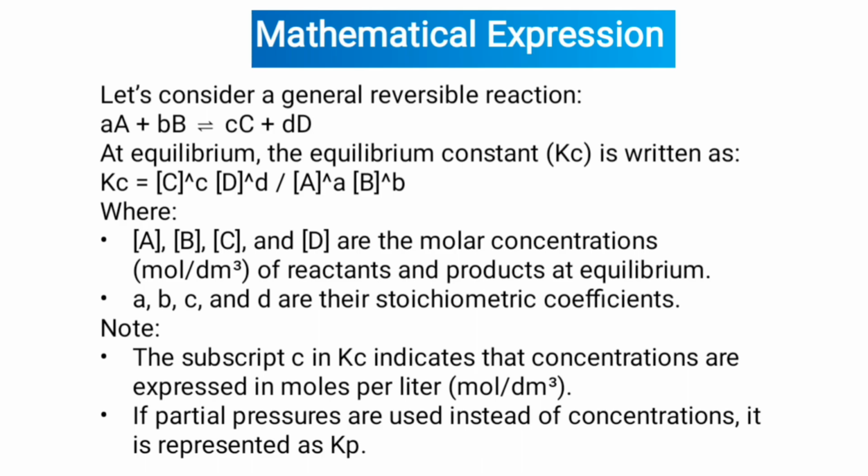Here A, B, C and D are the molar concentrations in moles per decimeter cube of reactants and products at equilibrium, while small a, b, c, and d are their stoichiometric coefficients. But dear student, also note that the subscript c in Kc indicates that concentrations are expressed in moles per liter, or moles per decimeter cube. If partial pressures are used instead of concentrations, it is represented as Kp.